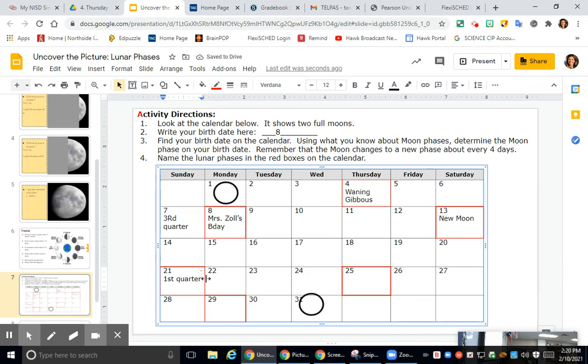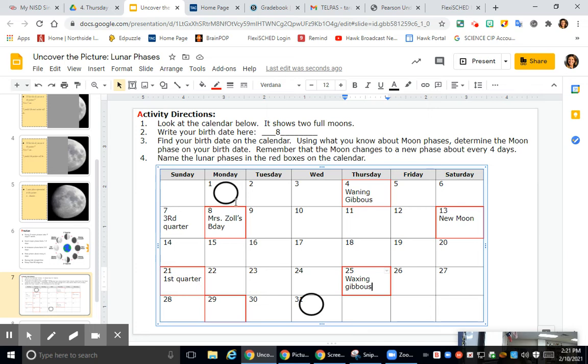After a first quarter, I'm waxing, right? So I'm going to grow in illumination. So here should be a waxing gibbous. And then right about here, I would have probably my full moon again. So I might be off just a little bit, but I would go back.